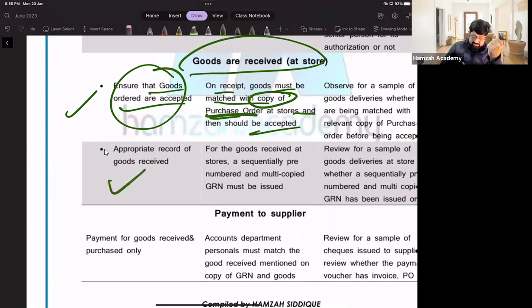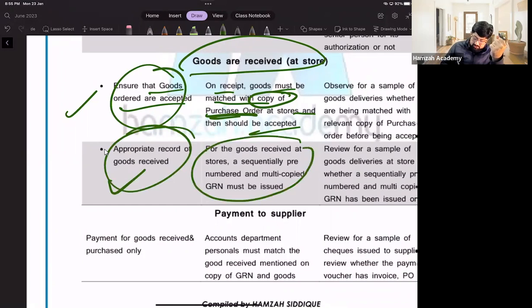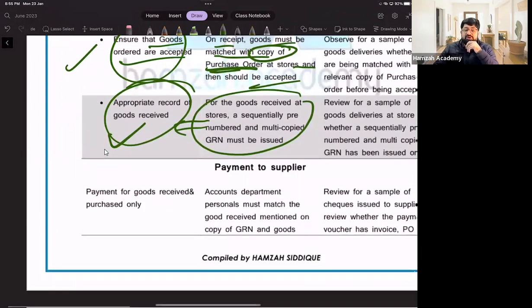Appropriate record of goods received. How to do this? For the goods received at store, a sequentially pre-numbered and multi-copied GRN must be issued, recording what has been received. Four copies: one is sent to the supplier, one to the accounts, one is retained, and one to the purchase department.